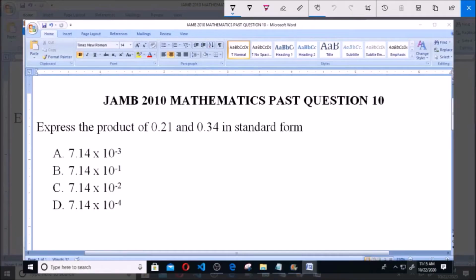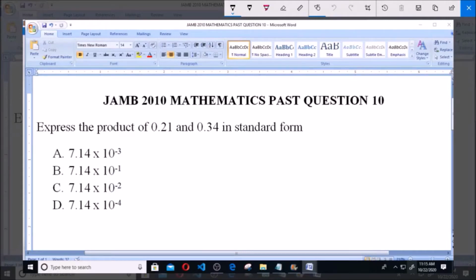I will be answering JAMB 2010 Mathematics Past Question 10. Express the products of 0.21 and 0.34 in standard form. A. 7.14 multiplied by 10 raised to the power minus 3. B. 7.14 multiplied by 10 raised to the power minus 1. C. 7.14 multiplied by 10 raised to the power minus 2. And D. 7.14 multiplied by 10 raised to the power minus 4.